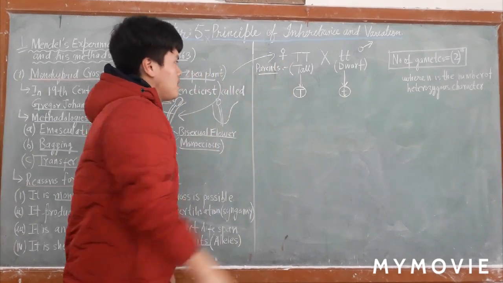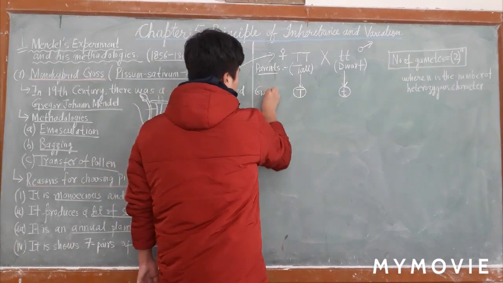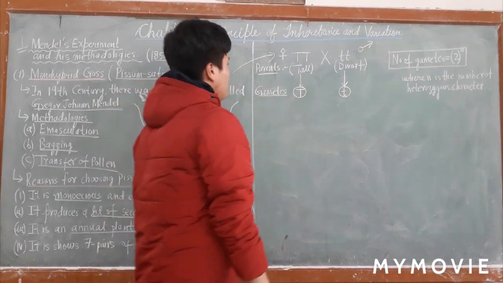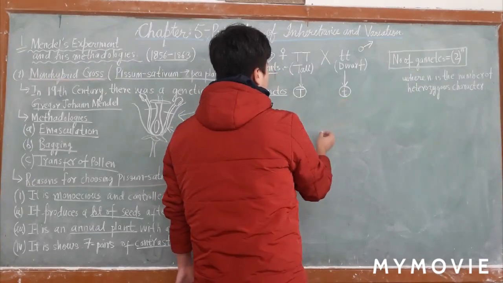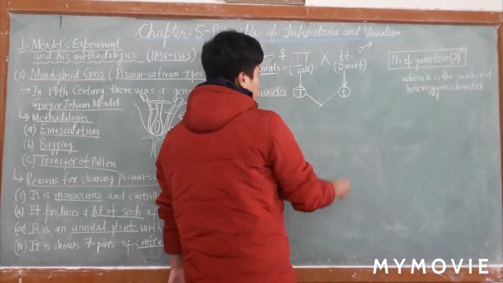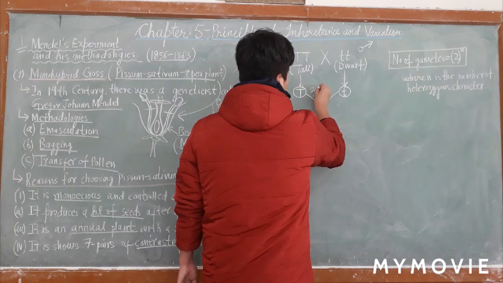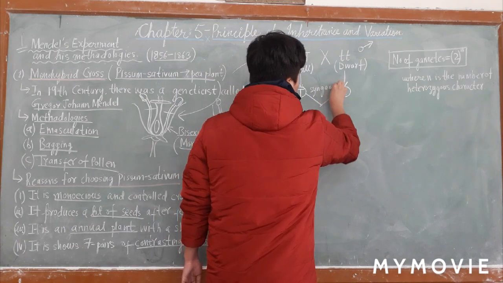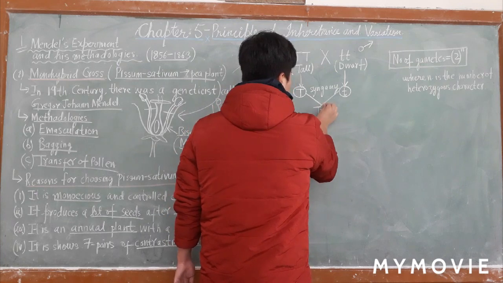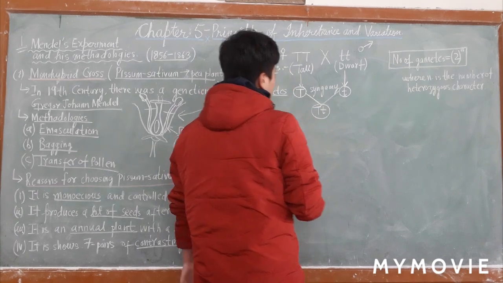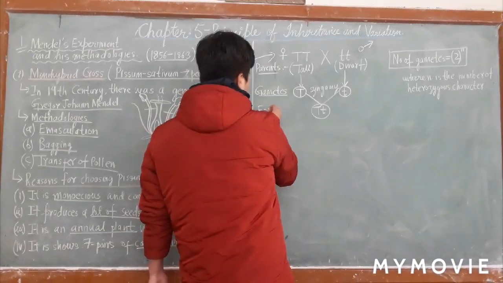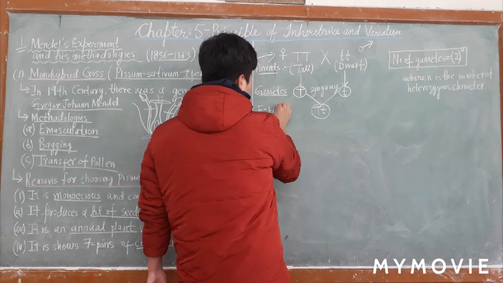Okay, parents. Now there are also gametes. You got the gametes. Now, the fertilized zygote. Now after syngamy, you will get heterozygous tall. Okay, this is your F1 hybrid. First generation monohybrid.